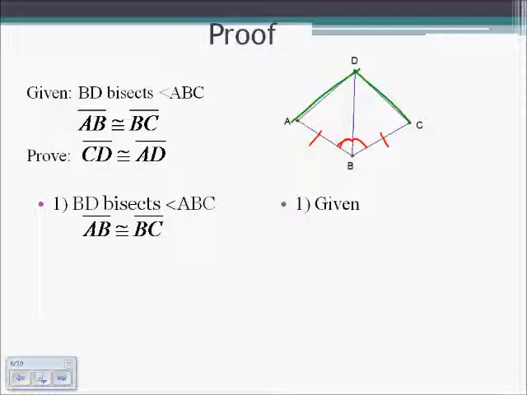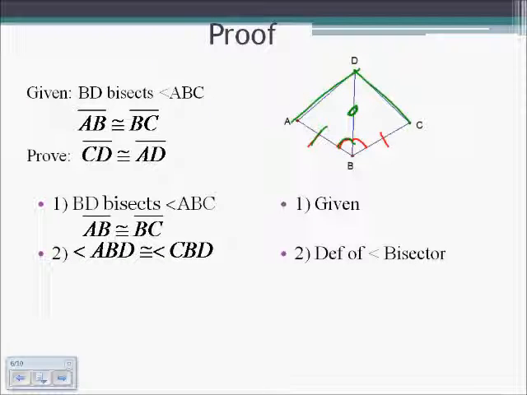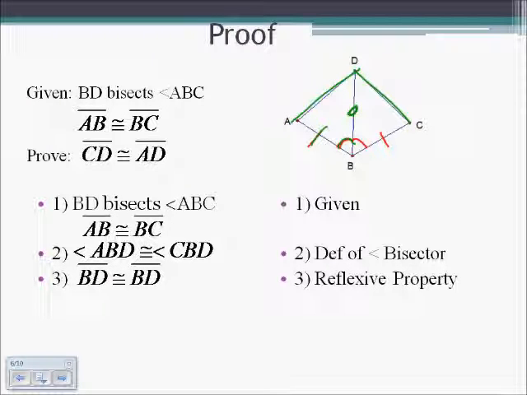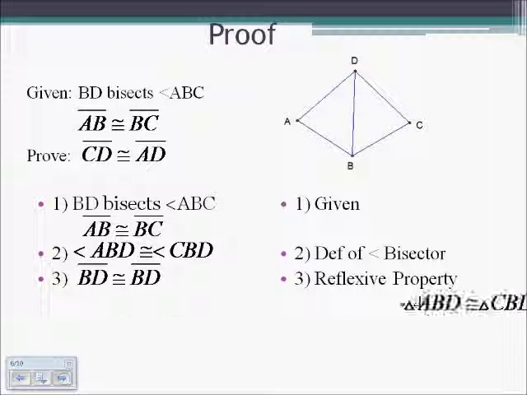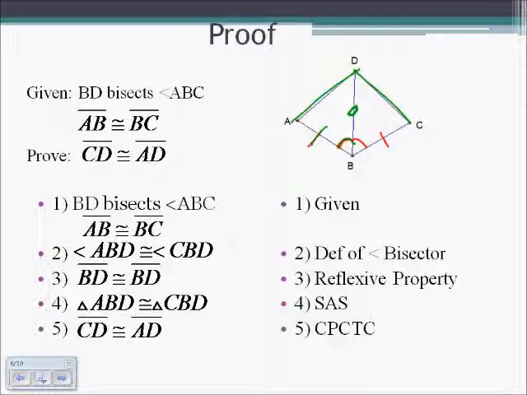Well, I notice that it shares a side, so therefore I have the reflexive property. And if I take a look at my pieces, I have side, angle, and side for my two triangles being congruent. So I'm set. Let's write it up. Angle ABD is congruent to CBD by the definition of an angle bisector. BD is congruent to itself, BD, by the reflexive property, which leaves me with the two triangles ABD and CBD congruent by side angle side. And I'm trying to show that CD and AD are congruent, and they are, by the CPCTC.